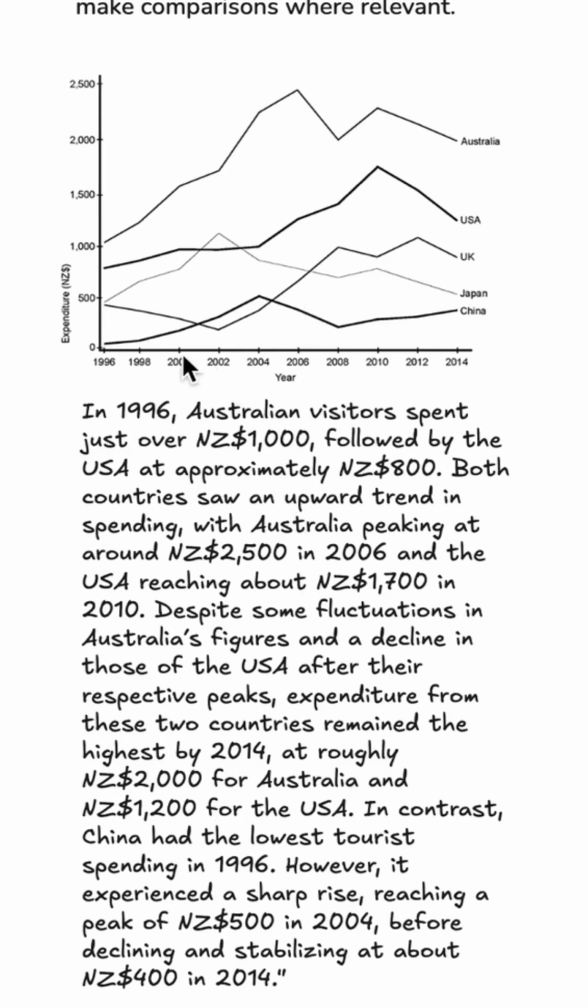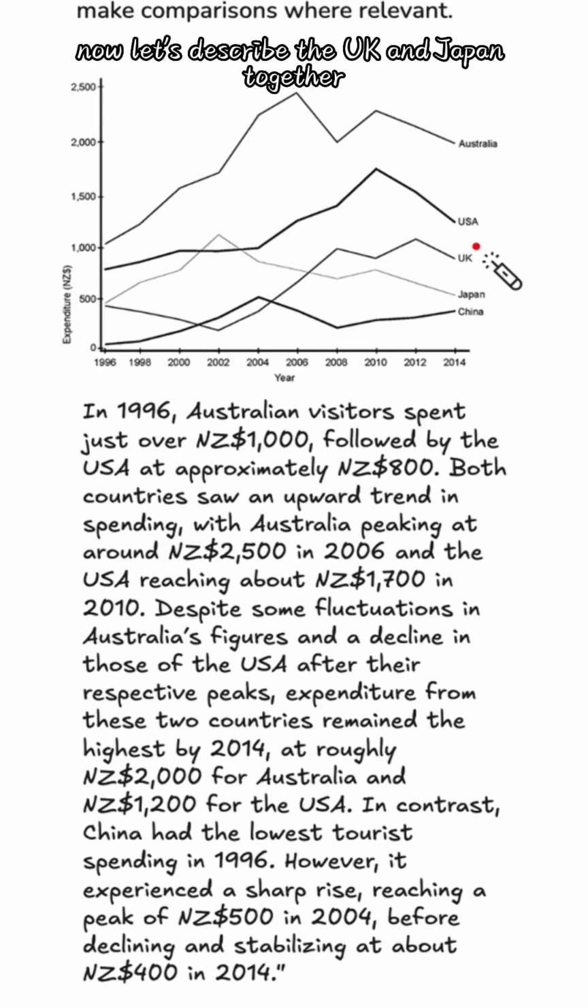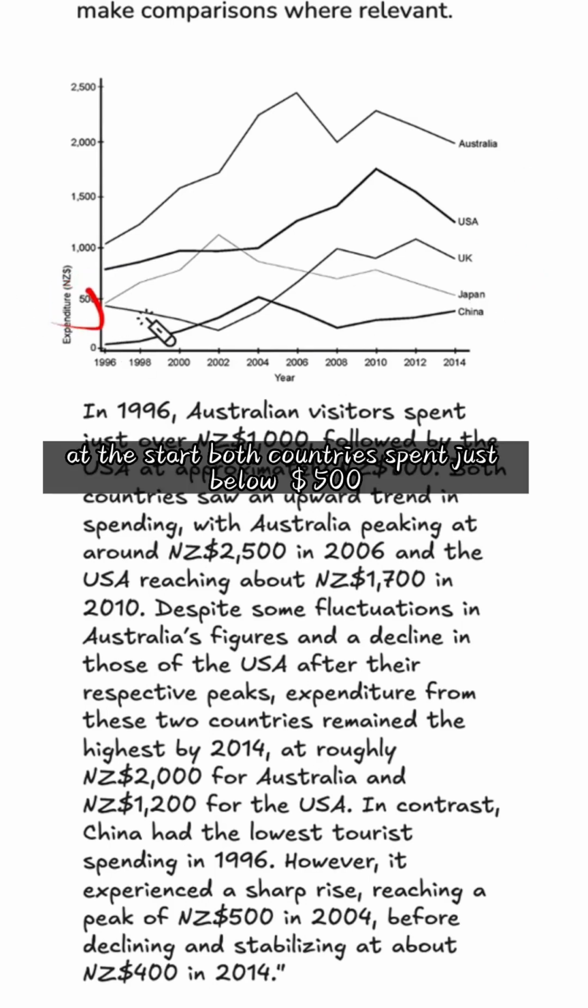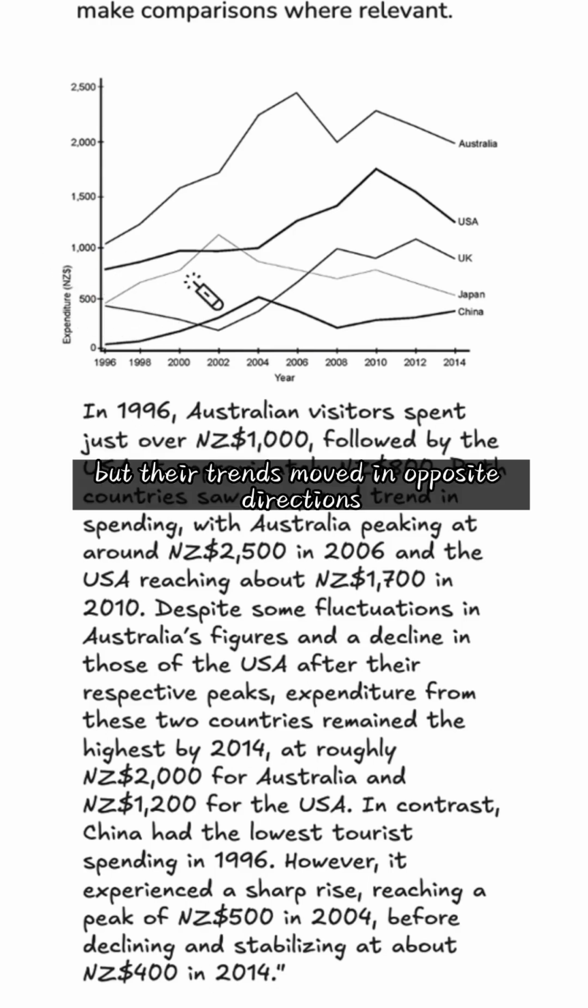In contrast, China had the lowest tourist spending in 1996. However, it experienced a sharp rise, reaching a peak of $500 in 2004, before declining and stabilizing at about $400 in 2014. That completes detail paragraph 1. Now, let's describe the UK and Japan together. At the start, both countries spent just below $500, but their trends moved in opposite directions.